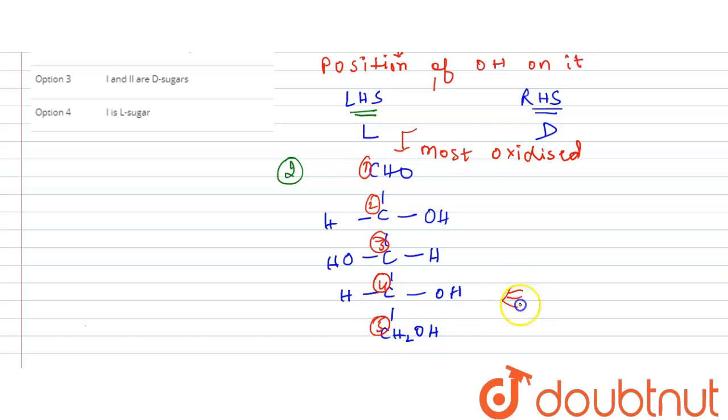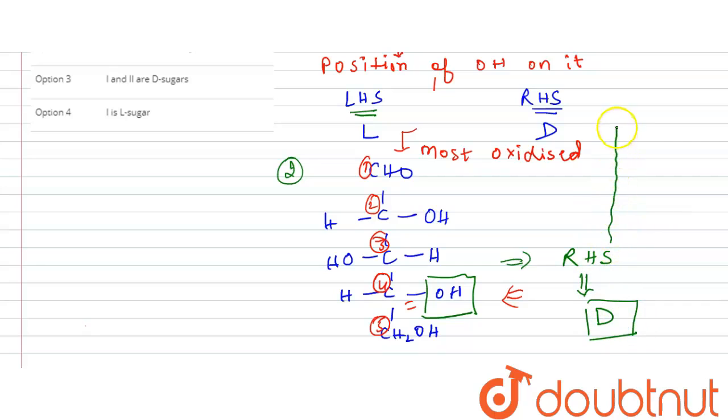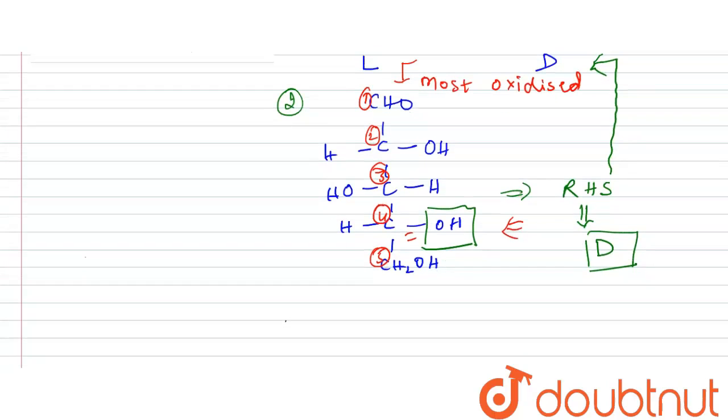Now you can see this is the second last carbon atom. You have to check the position of OH on the second last carbon atom. It is on the right hand side. In case of the right hand side, the configuration will be D configuration, as I just told you. So the configuration will be D configuration for the second compound.